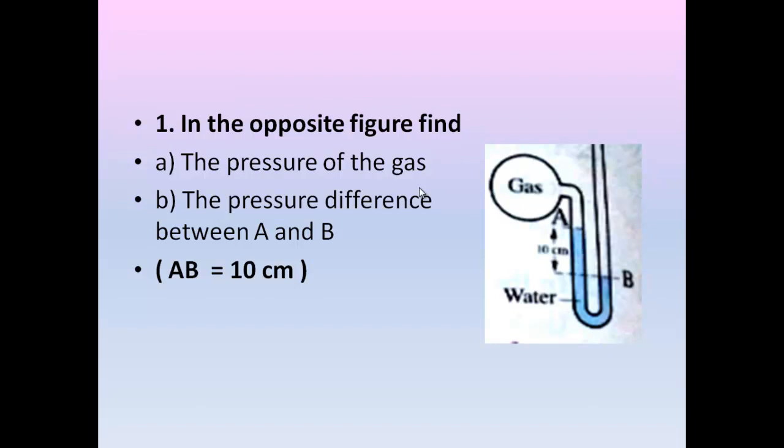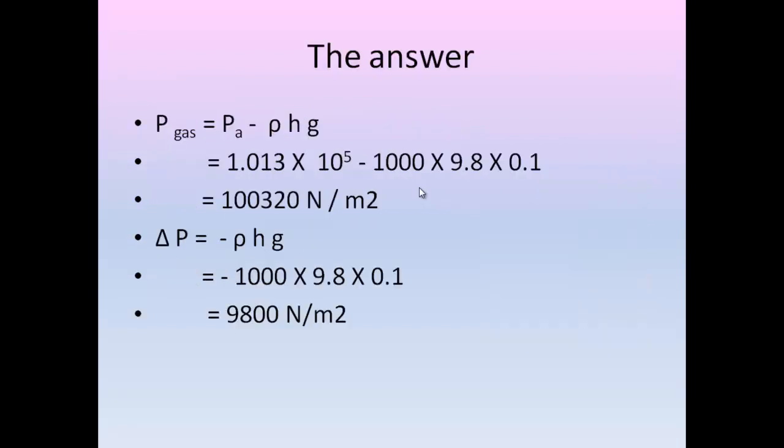The other one, which is opposite to this, here if we look, we find that the free end is lower than the end which is linked to the gas by 10 centimeter, and it is also a water manometer. The problem here is minus, not plus: the pressure of gas is less than the pressure of air. So if I want to find the pressure of gas, I'm going to set PA minus rho GH, because the pressure of gas is less than the atmospheric pressure.